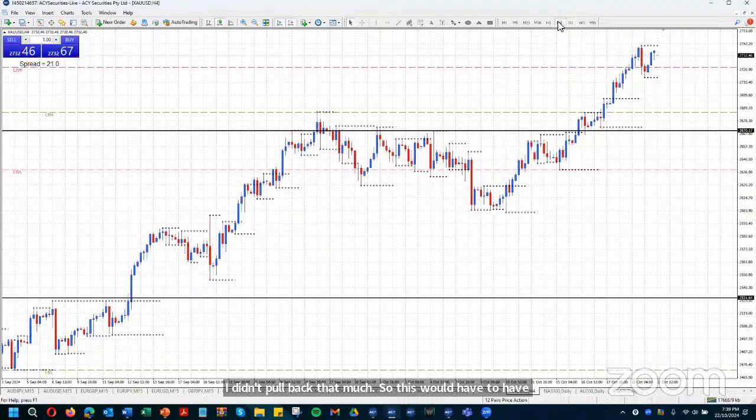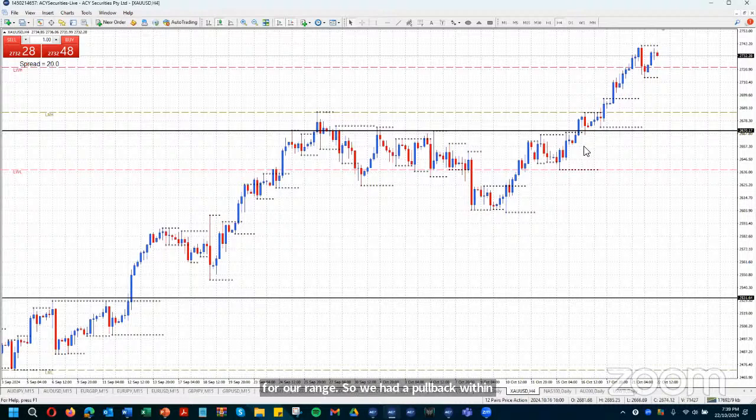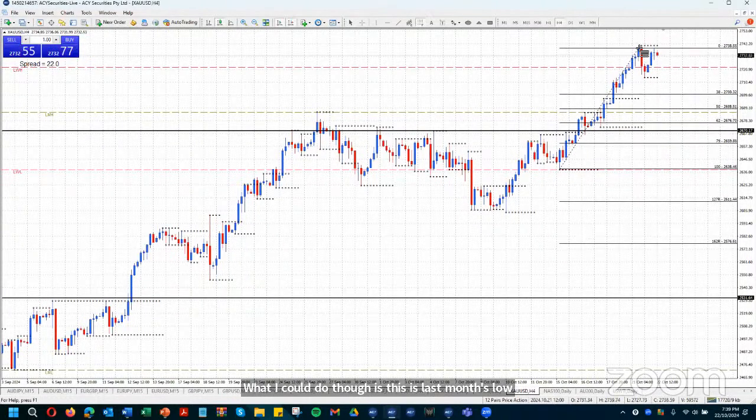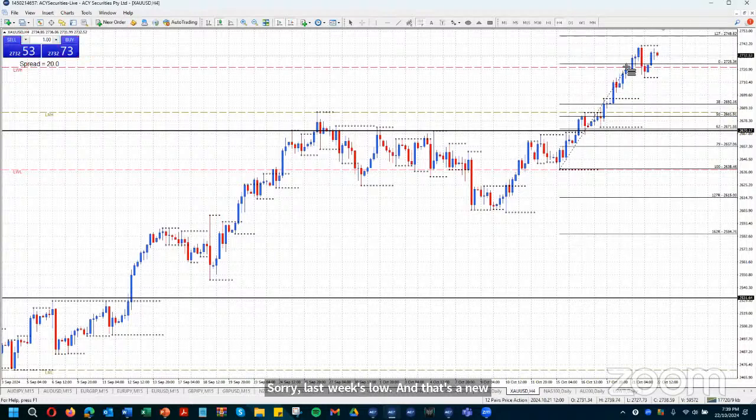On the 4-hour chart, you could be monitoring the 4-hour range. It's already had a pullback within the range, so I would need to see a fresh range develop. What I could do though is this is last week's low, and that's a new high for this week. So that was last week's high here.